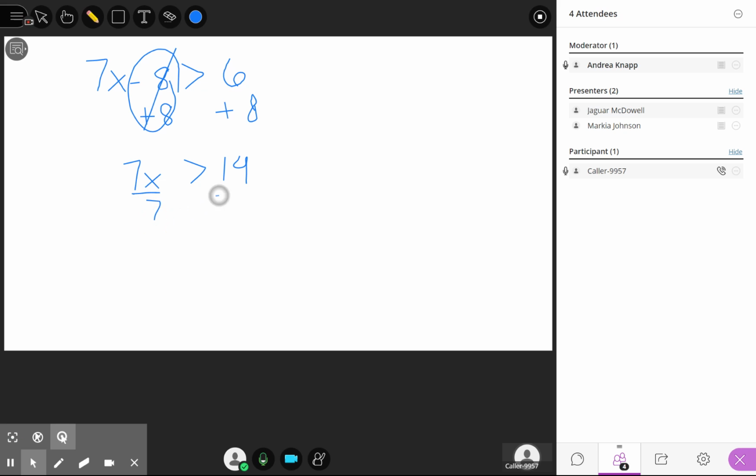Now we can divide both sides by 7. So we have x is greater than 2.